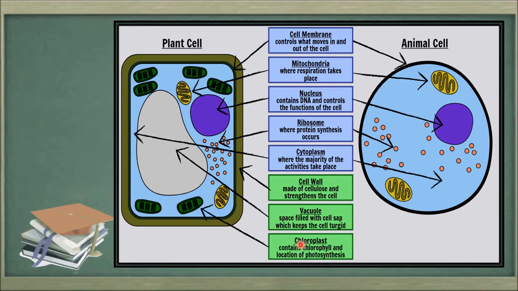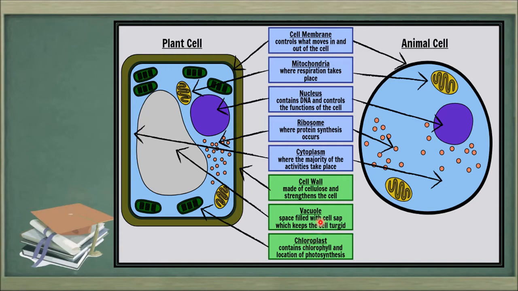The third cell organelle that we are talking about is the chloroplast. Chloroplast is also a cell organelle which is only present in plant cell. It's not present in animal cell at all. What is the function of this cell organelle? Chloroplast contains chlorophyll and is the location of photosynthesis. The function of chloroplast is to perform photosynthesis, preparing food. As only plants can prepare their own food, it is present only in plant cell.